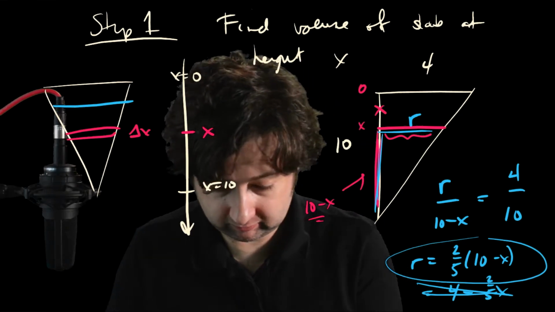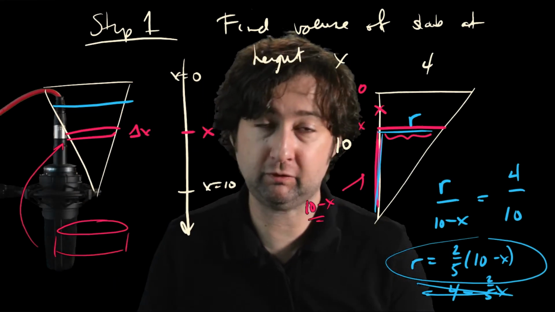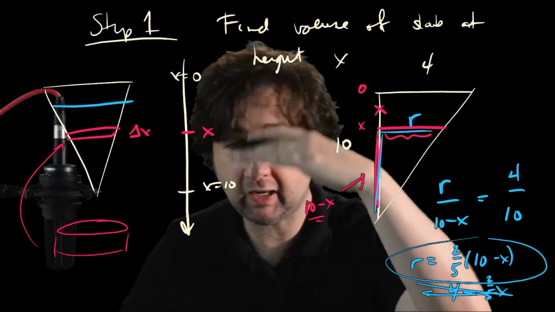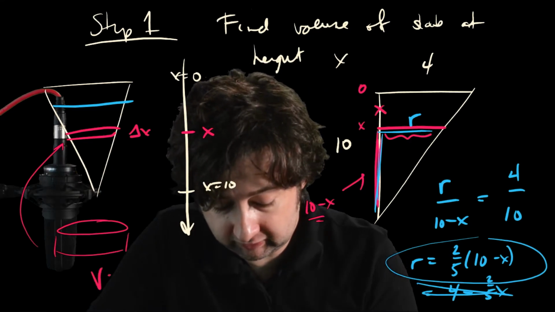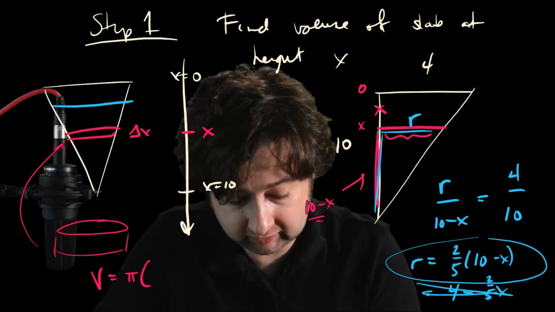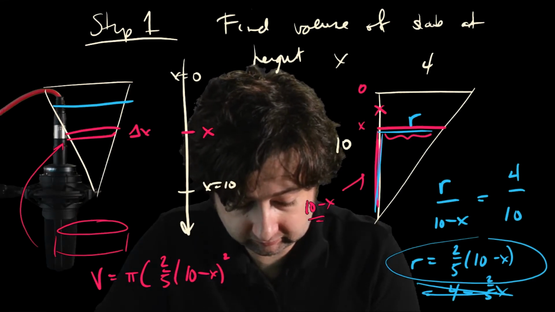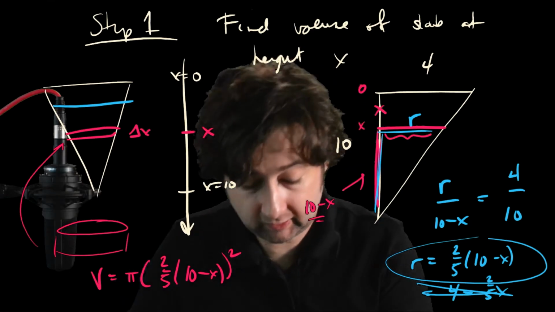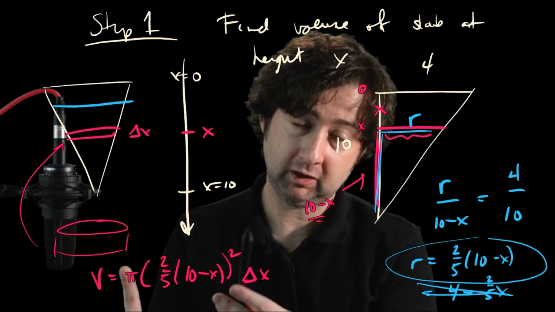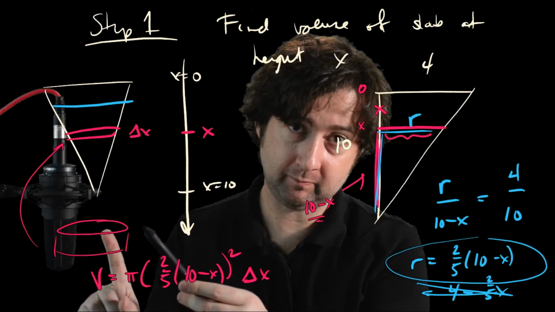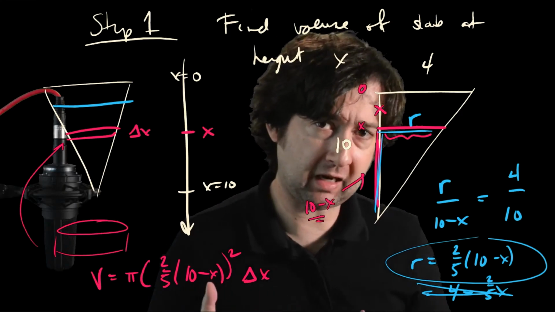Well, I'm trying to figure out the volume of this little slab, that slab right there, as a function of how high up I took the slab from. And the expression that I'm going to get out here is that the volume of this thing is equal to pi times the radius squared times the height, which is delta x. That's just the cylinder formula. So this expression right here is the volume of this cylindrical slab. Okay? So what's the mass of that slab? Because after all, the mass is what I'm going to have to move.